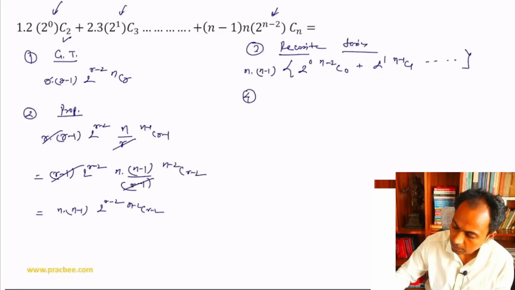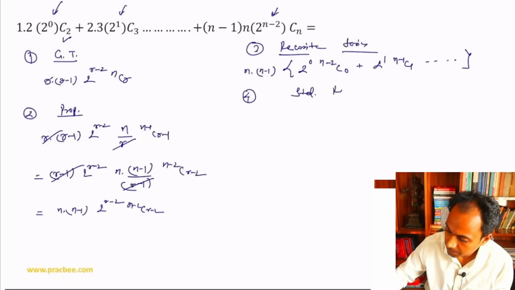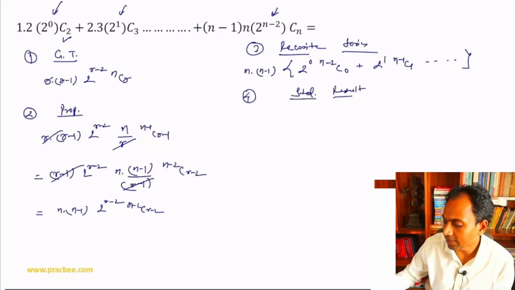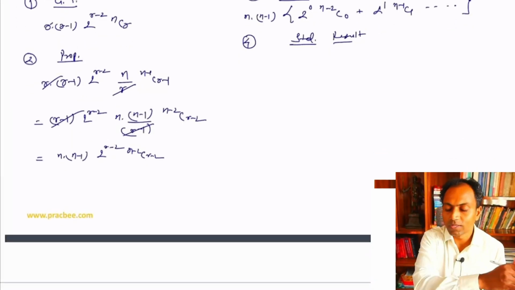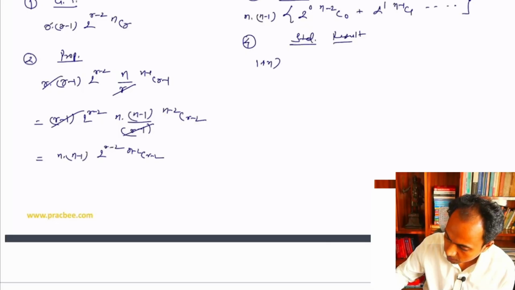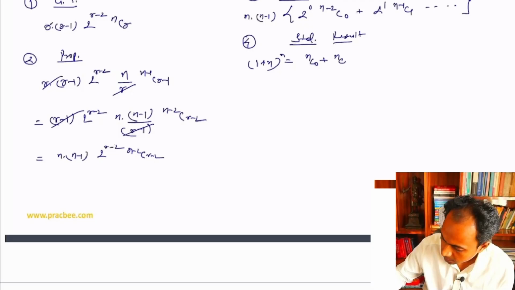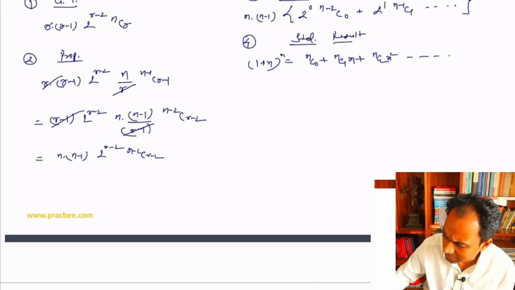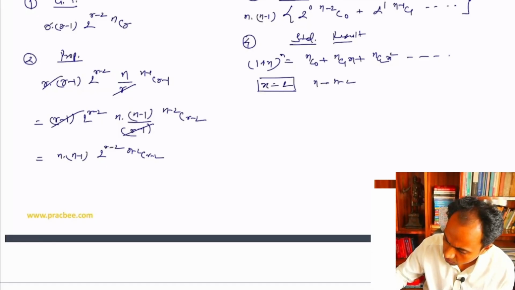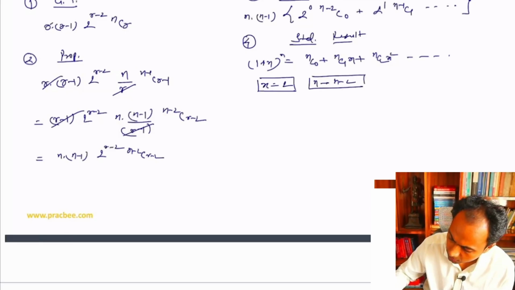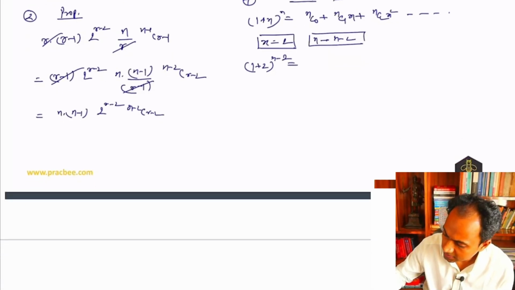For that, we are going to use our standard result. Whenever the question is complex, we'll always have to go one step backwards and not one step forward. So if I have 1 plus x raised to the power n, the answer is nc0 plus nc1 x plus nc2 x square. So what you can clearly see is that here in place of x, 2 is written, and in place of n, n minus 2 is written. If I put both of these values, this will become 1 plus 2 raised to the power n minus 2. And this becomes n minus 2 c 0.